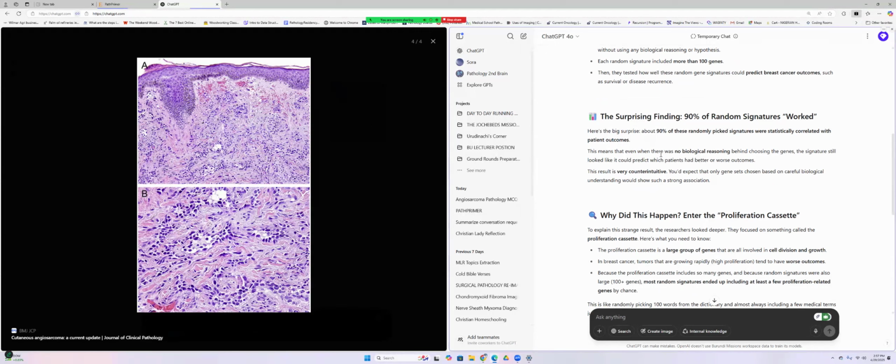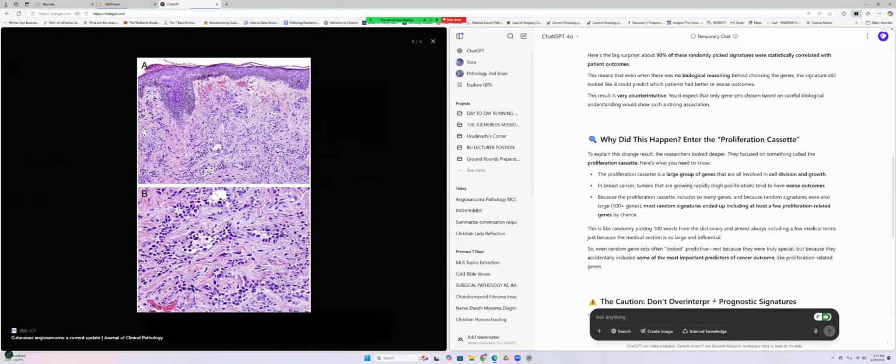This means that even when there was no biological reasoning behind choosing the genes, the signature still looked like it could predict which patients had better or worse outcomes. The result is very counterintuitive. You expect that only gene sets chosen based on careful biological understanding will show a strong association. Why did this happen? Enter the proliferation cassette.